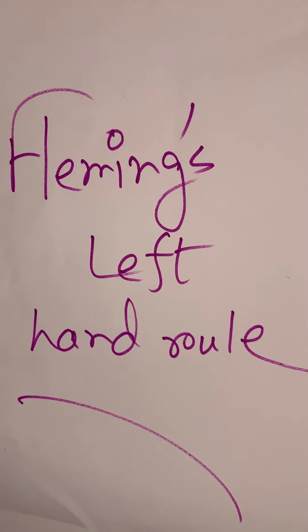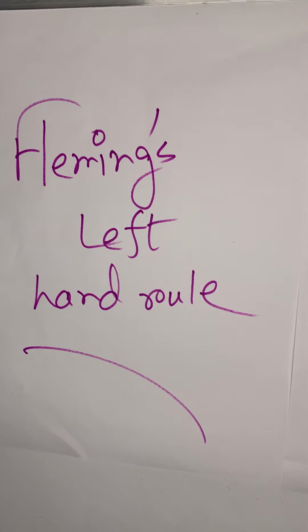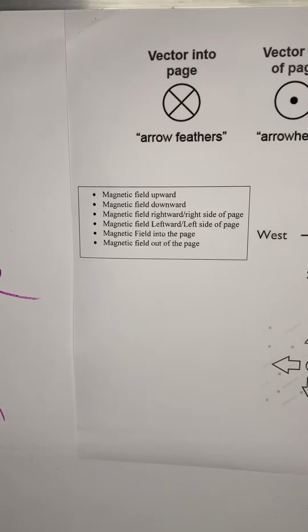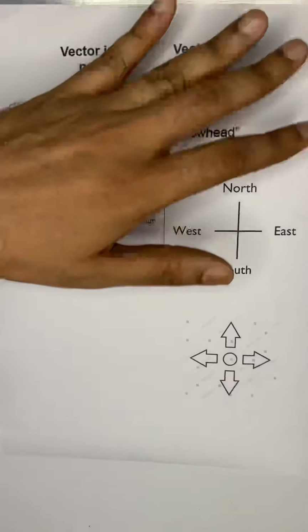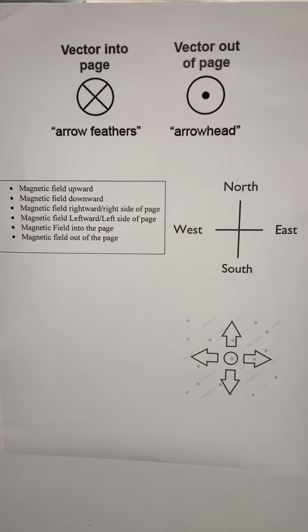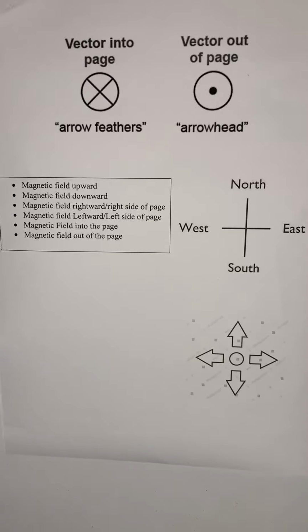Now I am going to discuss Fleming's left-hand rule. Before starting Fleming's left-hand rule, first we need to understand the direction of the magnetic field, right? So this is a page, or this is the board. So in this page, how many directions of magnetic field can we represent?